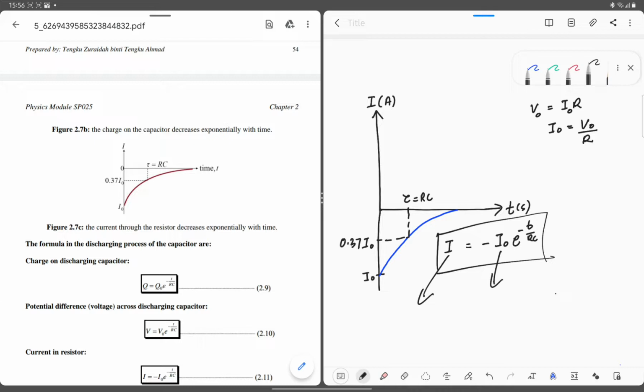So hopefully you know how to distinguish the shape of the graph. You know the characteristics of the graph for charging and also for discharging, and the definitions of the tau for both processes. So that's all for discharging.